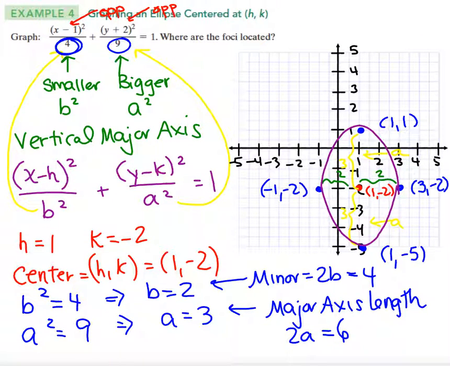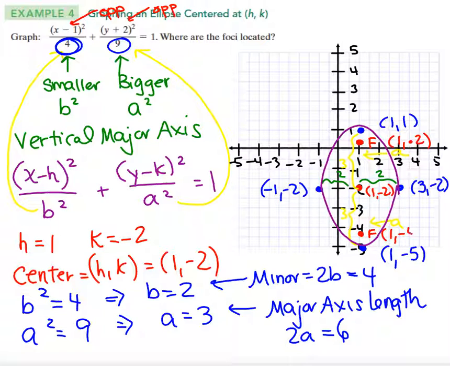I'll do these in red. It's a little easier to see. So we're over 1 and then up 0.2. So there's one of our foci points. Over 1, up 0.2. And then over 1, down to negative 4.2. There's our other foci point.